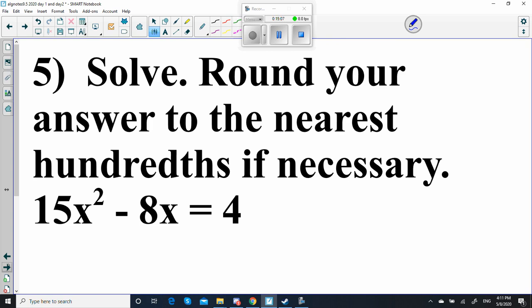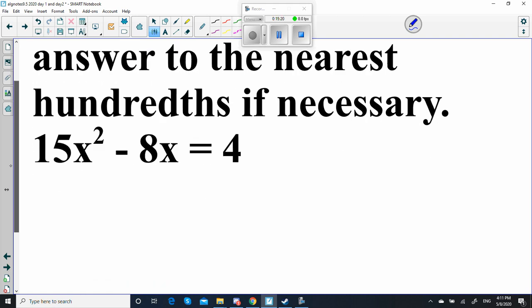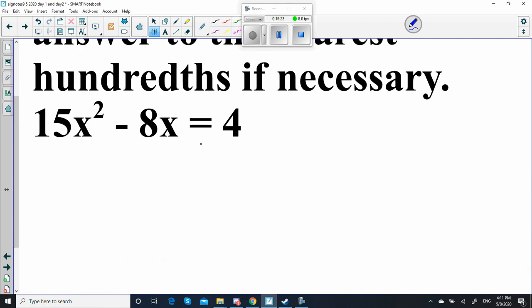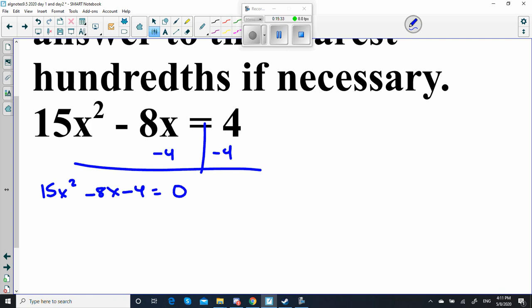Number 5 says solve, and give your answer to the nearest hundredth if necessary. Obviously this one's not going to factor, because it's telling me I have to round my answer, and if it were going to factor, they would be integer answers, and you don't round integers. It's not in standard form, which is step 1, so I'm going to move the 4 over. Minus 4 on both sides: 15x squared minus 8x minus 4 equals 0. If I wanted to spend some time looking for factors of negative 60 that give negative 8, I could, but I'm pretty sure it doesn't factor.